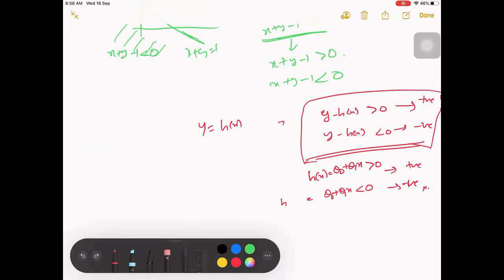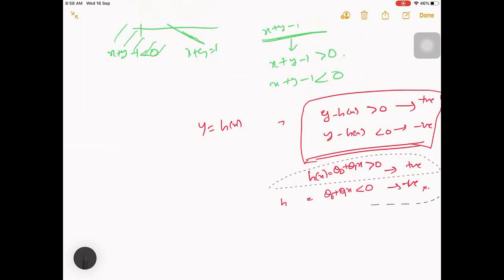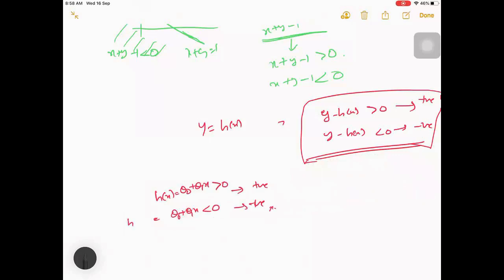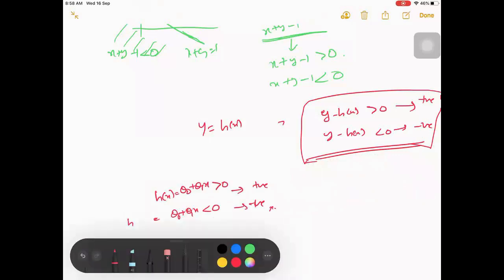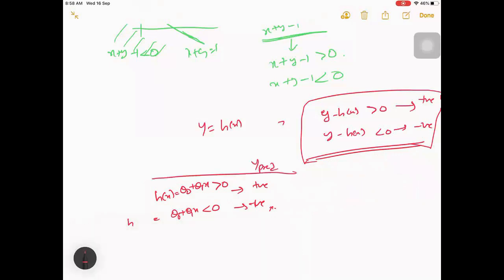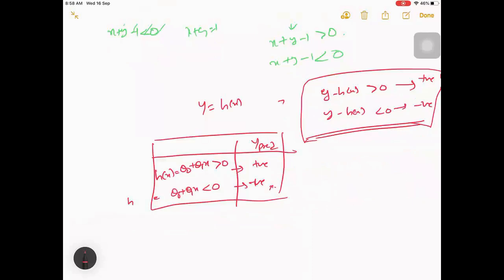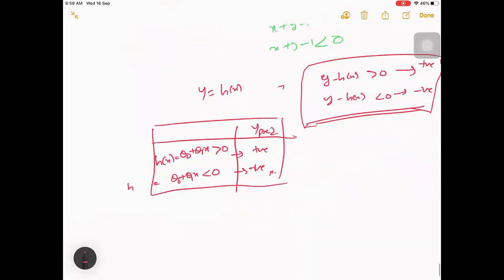I thought of selecting this, so let me move it here. If your value is greater than 0, our y prediction will be positive. If it is less than 0, we'll be predicting negative. This is what we have, because you will be only having x and theta, which we'll be learning. So our next goal is to learn theta, theta naught, theta 1, and so on.